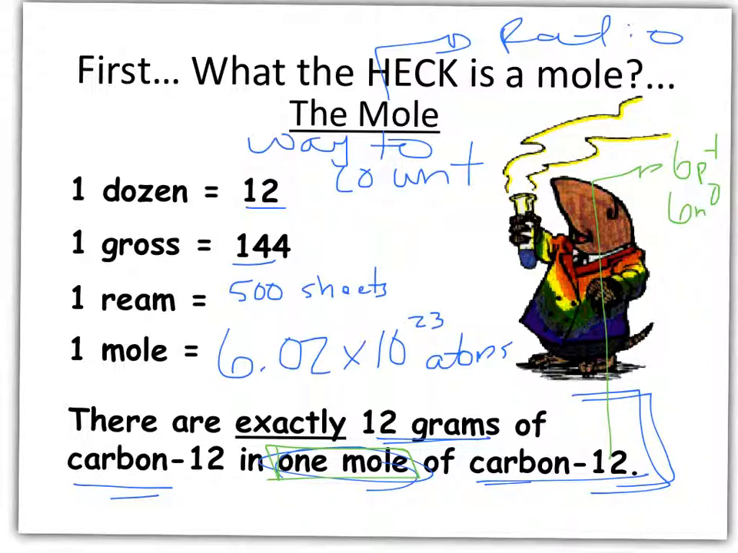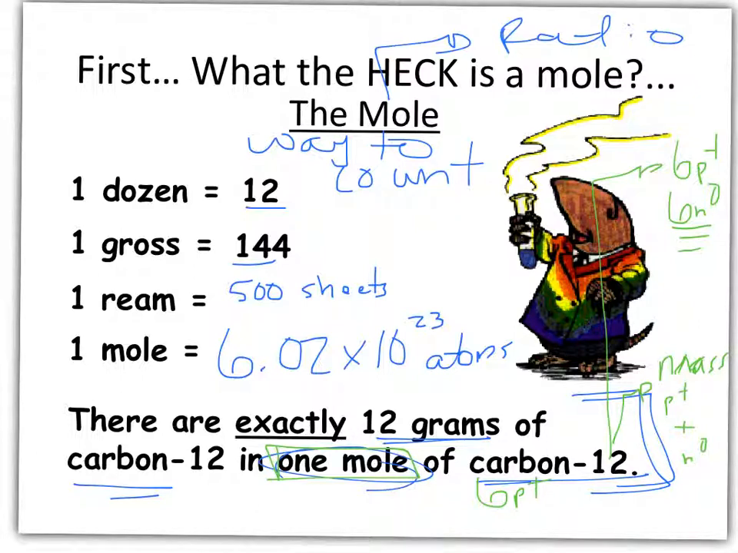Because remember that this number right here is the mass number, and the mass number is the number of protons plus the number of neutrons. Well, how do you get 12? Well, because carbon definitely has 6 protons because it's the number 6 on the periodic table, and so 12 minus 6 is 6. That tells me there are 6 neutrons.